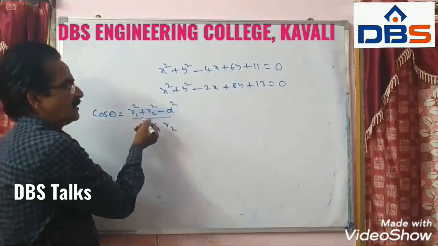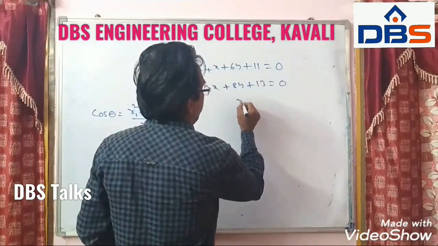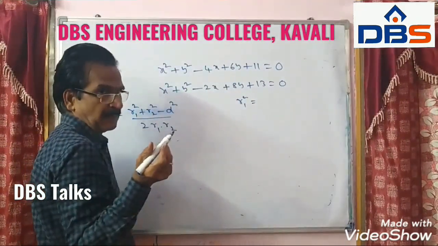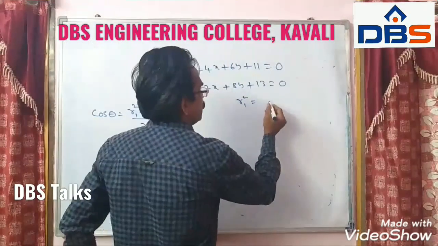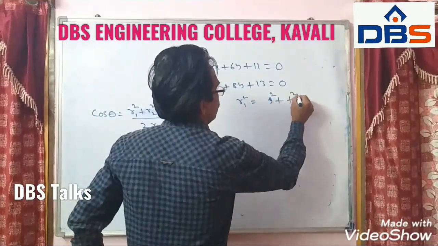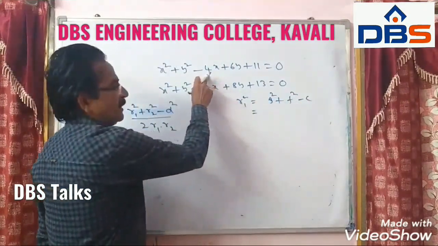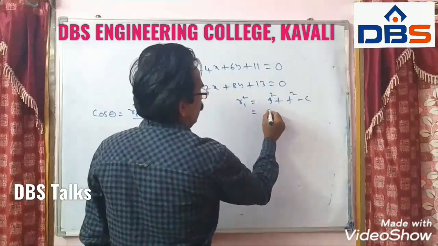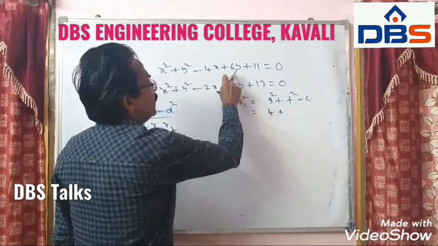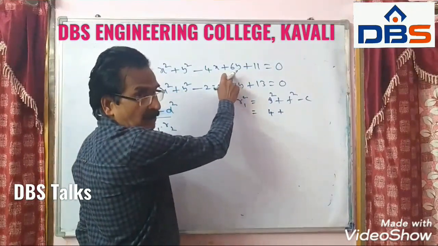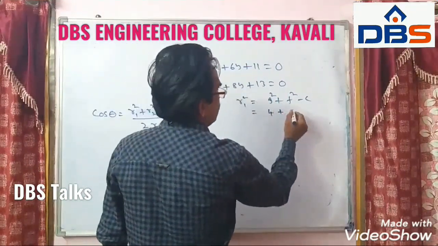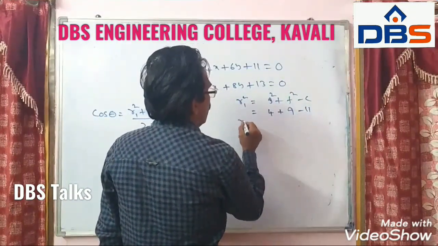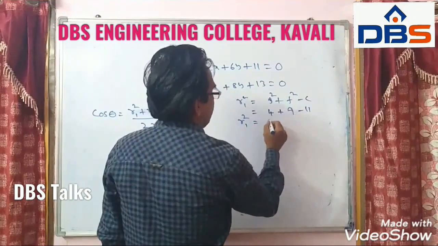So we can find r1 square. We know r1 square is g square plus f square minus c. 2g is equal to minus 4, g is equal to minus 2, whole square 4. 2f is equal to 6, f is equal to 3, square 9, minus 11. So r1 square is equal to 13 minus 11, that is 2.